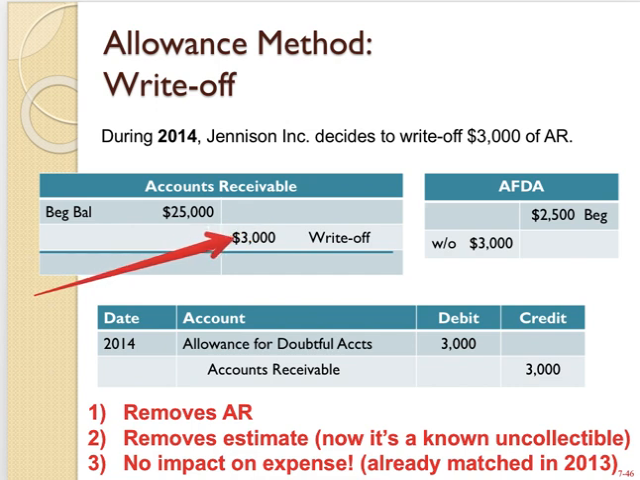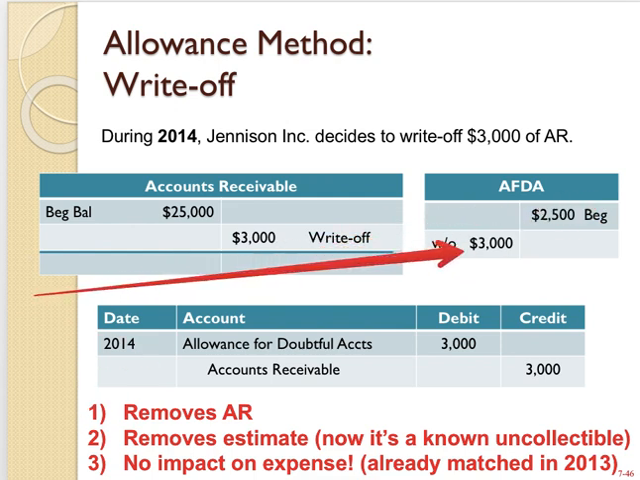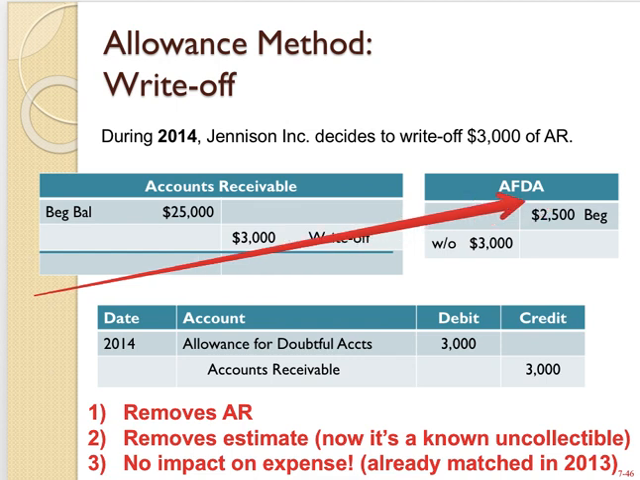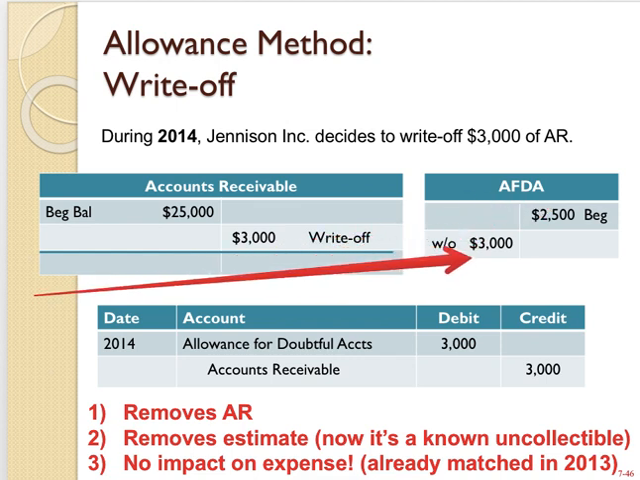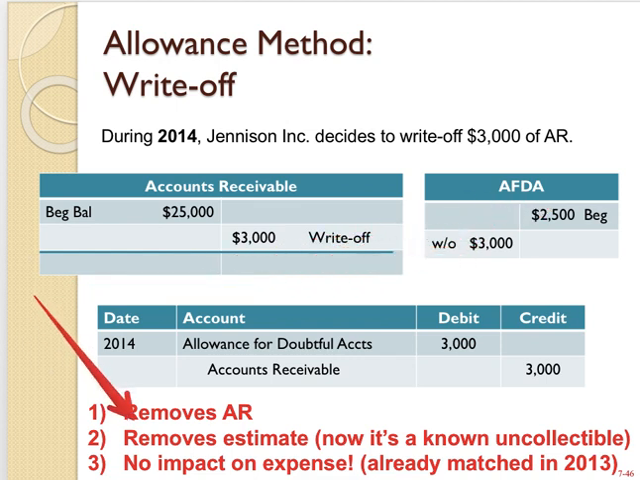So what the write-off under the allowance method does is, number one, it removes the accounts receivable from the asset, right? We see it coming out of the asset right here. The second thing it does is it removes the estimate. The estimate was on the credit side, so our write-off is on the debit side. Now it's a known uncollectible. It went from being an estimated uncollectible to a known uncollectible.